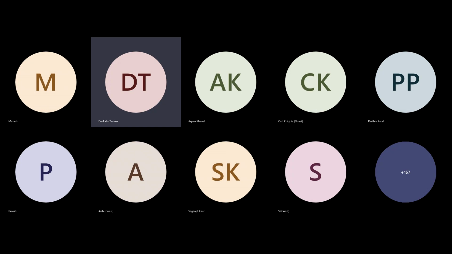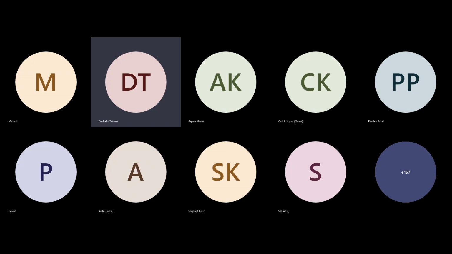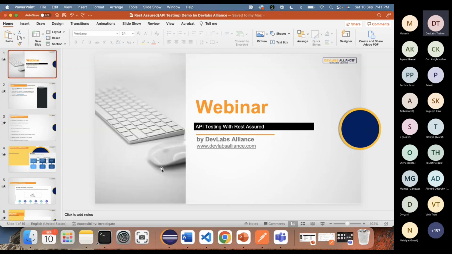So let me quickly share my screen. Then we'll talk about our agenda, that is learning the APIs. So we're going to talk about web services testing today. Web services testing can be done in many ways, but we're going to talk about REST Assured automation. I'll quickly start with what exactly we're going to talk about, what would be the table of contents. Let me do it quickly in presentation mode.